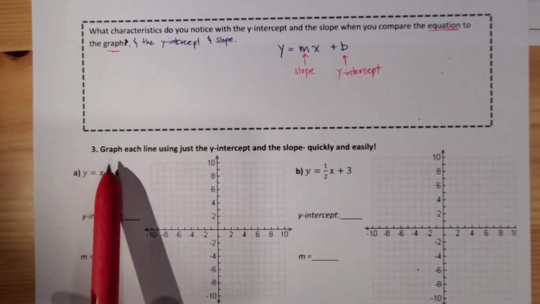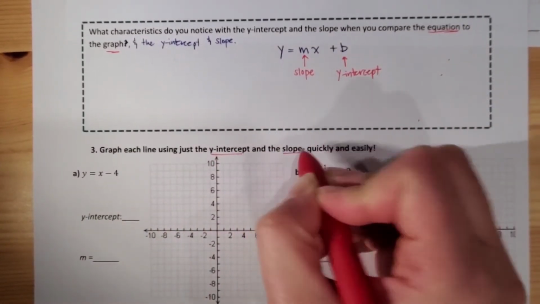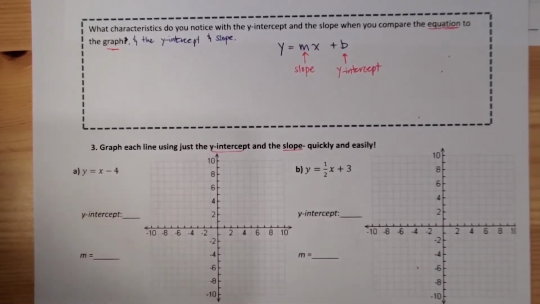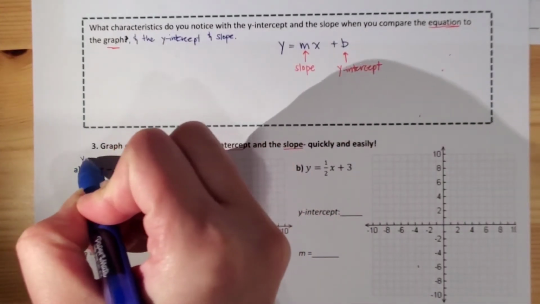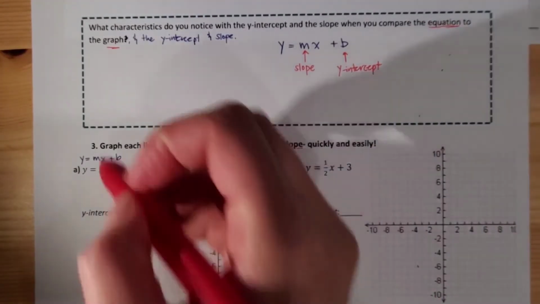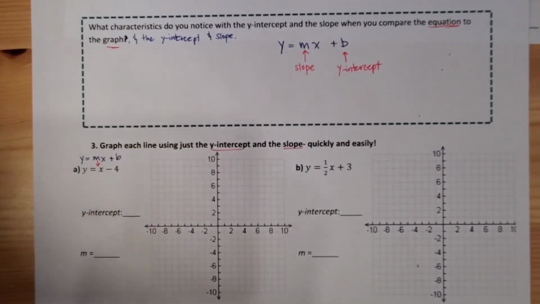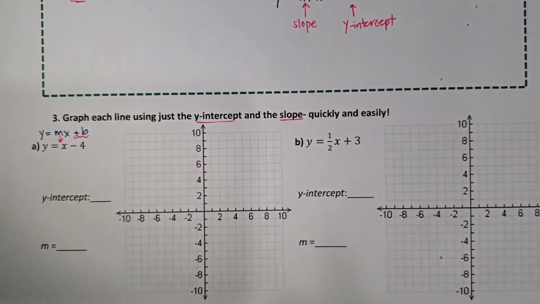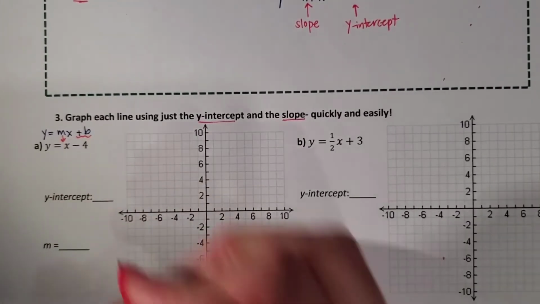Okay, so here it says graph each line using just the y-intercept and the slope quickly and easy, which is awesome. Okay, so we have y is equal to x minus 4. So if I were to just rewrite this up here, y is equal to mx plus b. Okay, so let's match these up. So here are the x's. The slope is the coefficient of x. Okay. And then the y-intercept is -4, right? So the coefficient of x, since there's no number written, right? We know it's a number 1.